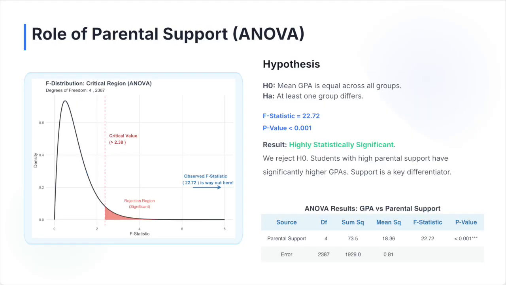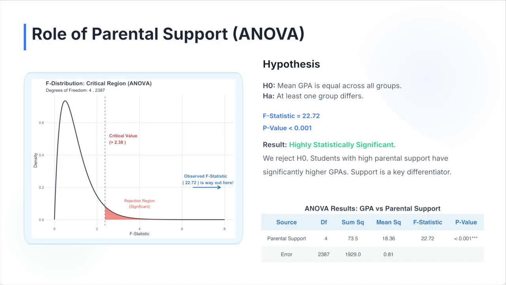So we analyzed the role of parental support in influencing student GPA using one-way ANOVA. Our goal was to determine whether GPA differs across the 5 levels of parental support. We established the null hypothesis that all groups have the same mean GPA, while the alternative hypothesis states that at least one group differs. The chart on the left side illustrates the F distribution and the critical region.